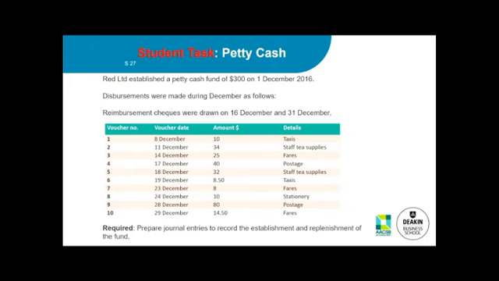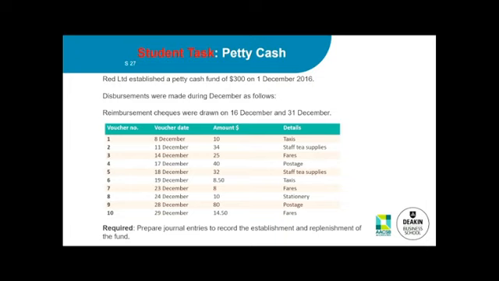So we had taxi fares, we had staff tea, supplies, fares, postages, stationery, etc. Right? Had a bunch of different expenses. We can combine them all together to make it easy for us in terms of the recording of the entry. So we need to first establish the petty cash.